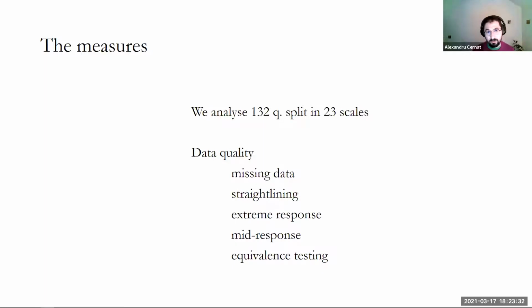Here we looked at a lot of questions. We looked at 132 questions split over 23 scales. And we looked at a couple of different data quality indicators: missing data, straight lining, extreme response, mid-response, and equivalence testing. We did 2 types of comparisons: face-to-face versus the mixed mode long, and then mixed mode long versus mixed mode short.